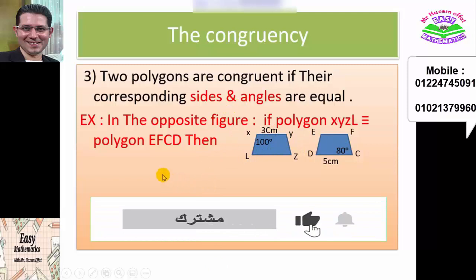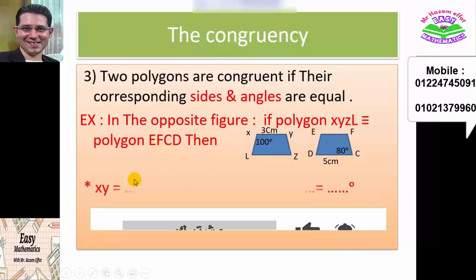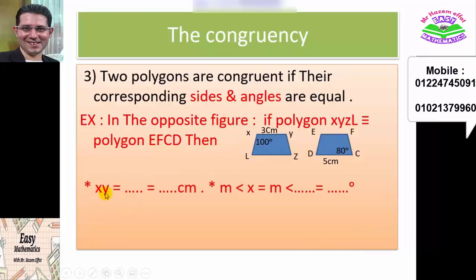Okay, let's see, he asked me to find XY equals what? It's better to find it from this rule, and it will be so easy. XY will be equal with EF. And equal how many centimeters? It's better to find the length from the shape. XY equals EF, so both of them equal 3 centimeters.